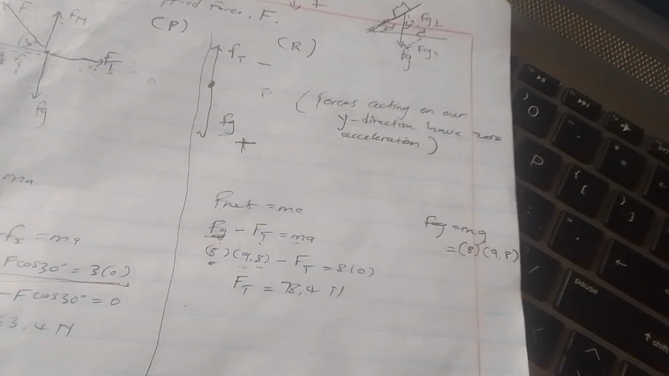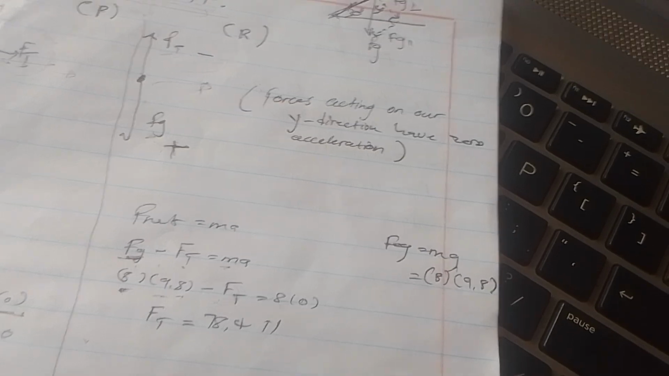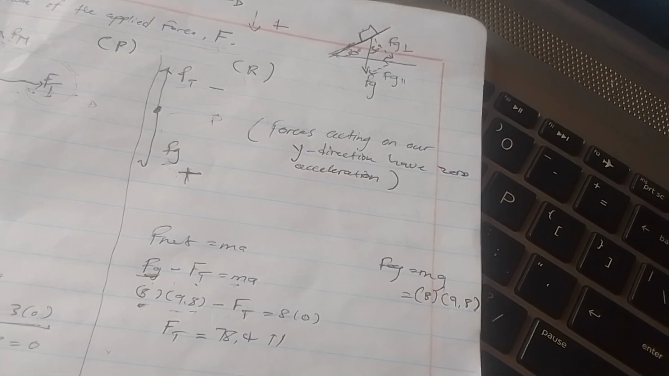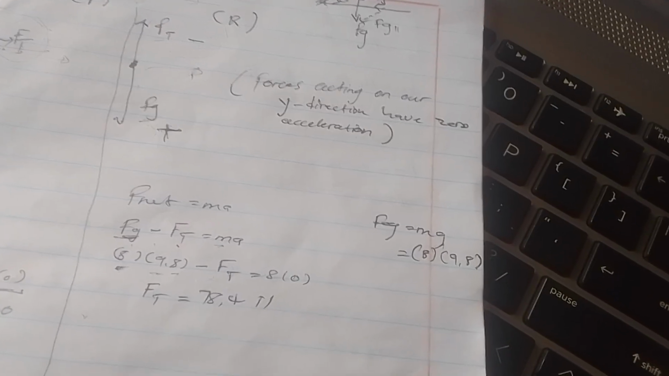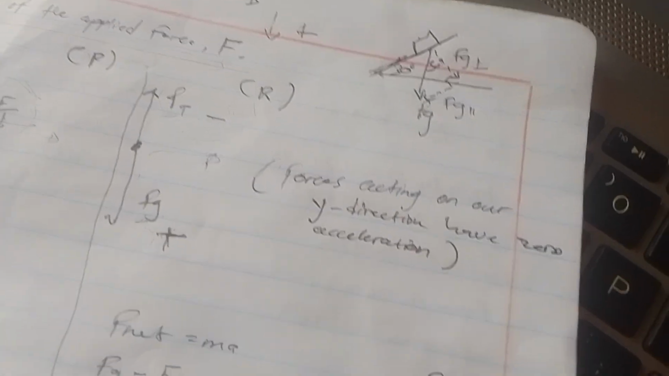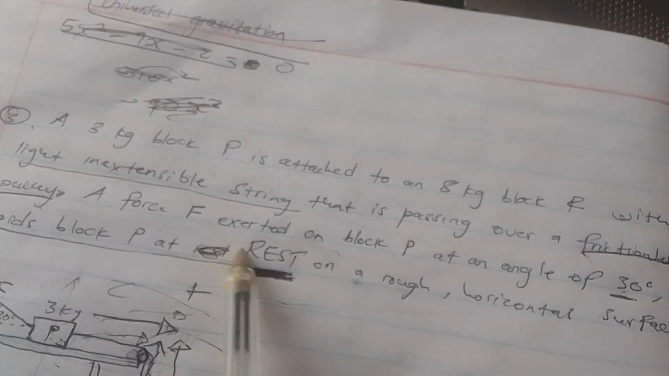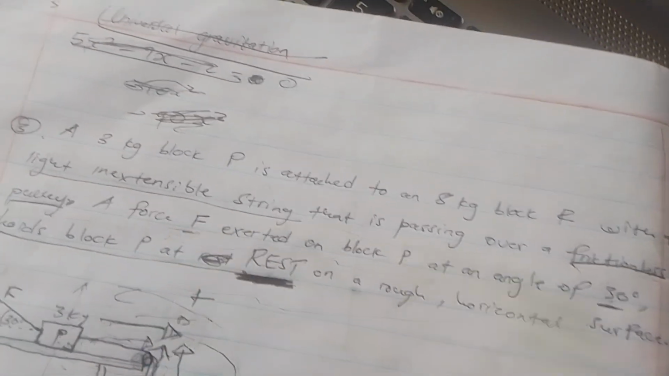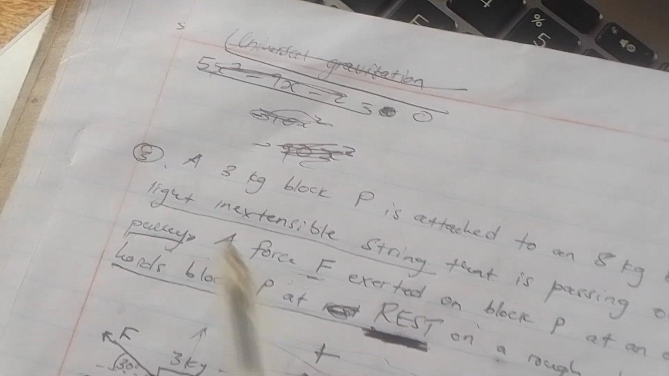then acceleration. The force F holds block P at rest. It means the acceleration on block P is 0, so the acceleration on block R will also be 0, because block P is at rest due to the force applied on top. And don't forget, there is a light inextensible string, which means same acceleration, same tension on top.